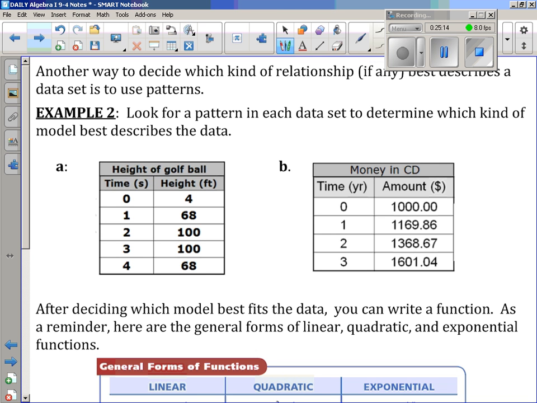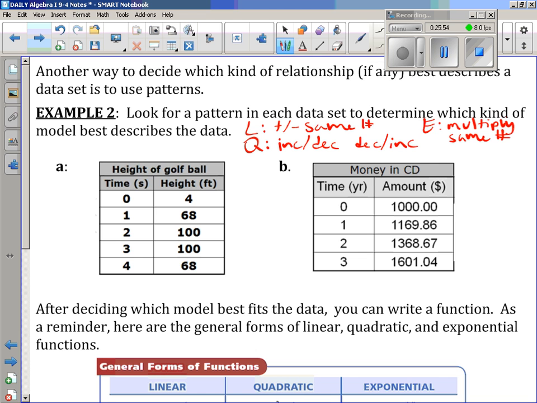Okay, so we used the graphs to determine whether it was linear, exponential, or quadratic. Here we're going to use the tables. So we're going to look for patterns. So remember, linear functions, we either add or subtract by the same thing. Quadratic, we should see increasing then decreasing, or decreasing and then increasing. And then exponential, we should see multiply by the same number.